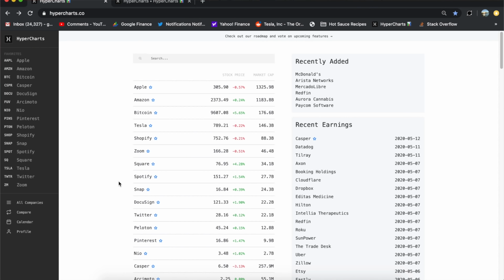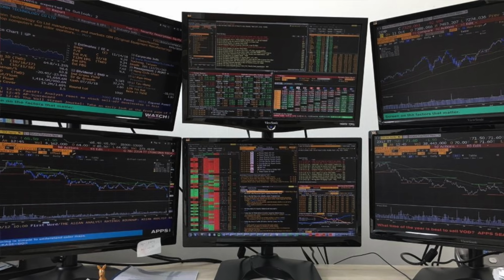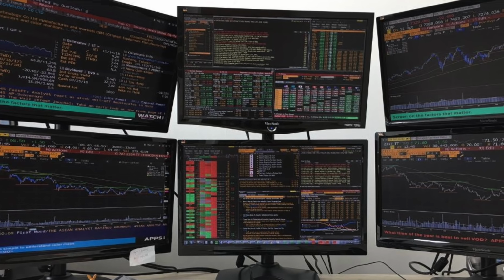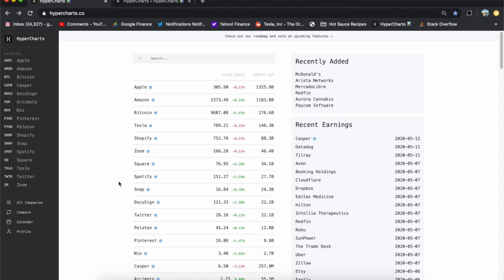So welcome to the world of HyperCharts here. This is the homepage. Pretty simple. I think of it as a very simplified, streamlined version of the Bloomberg terminal, which can cost you 40 grand for this crazy setup. This is basically free, or you can pay for premium at $10 a month, and we'll get into that.